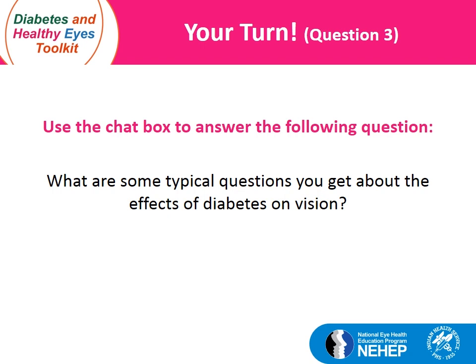How soon will I go blind? What is retinopathy? If I have lost vision to diabetes, can I regain it? What can I do to prevent losing vision? What are the symptoms of diabetes in the eyes? How does diabetes affect vision? Why do I have to get my eyes checked every year?